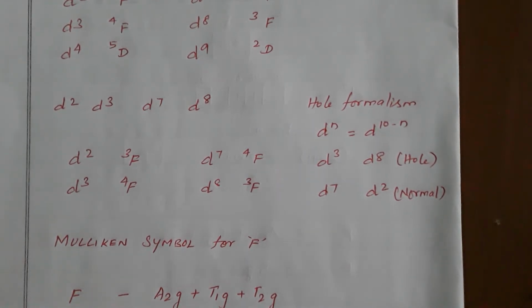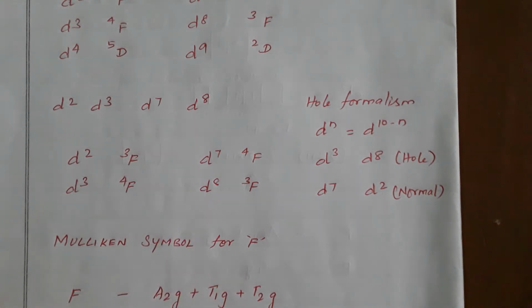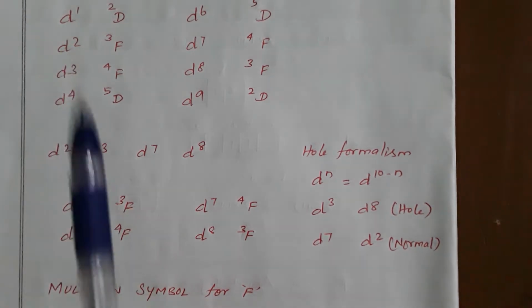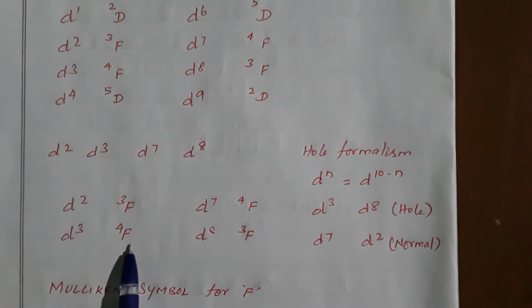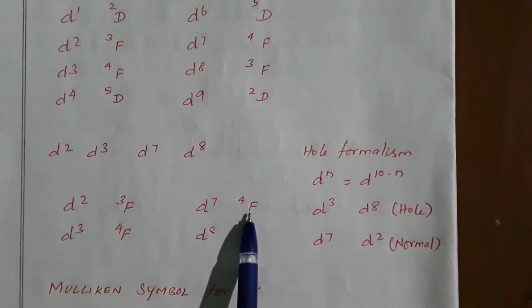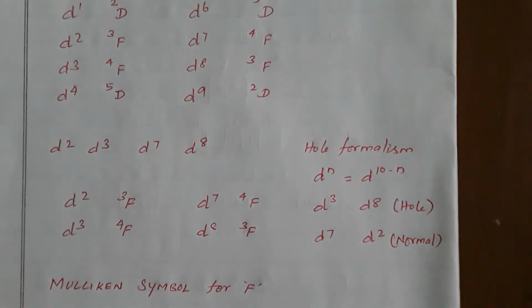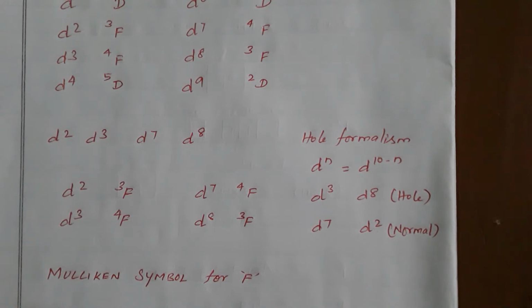In the previous video, we discussed D1, D9, D4, D6. Now we are going to discuss D2, D3, D7 and D8. For D2 and D3, there is an F3 term and an F4 term. For D7 and D8, D7 is an F4 term, D8 is an F3 term. Here the ground state and excited state term symbols with the same spin multiplicity are the F and P terms. So we have to include the F term as well as the P term for drawing the orbital diagram.